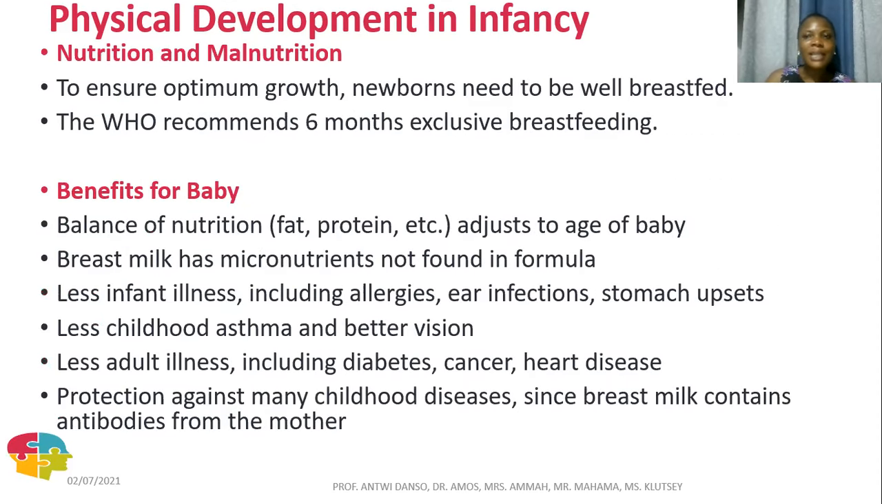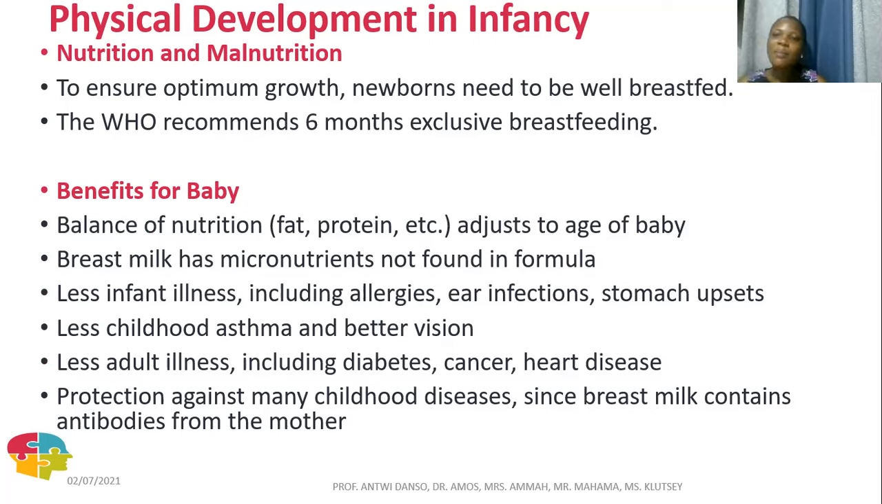Let's talk about another important thing in infancy, and that is nutrition. Nutrition is what? Taking the right types of food in the right proportion to get the right nutrients from it. So nutrition ensures optimum growth in newborns and ensures that they are well breastfed. The World Health Organization, WHO, recommends that children are supposed to have 6 months of what? Exclusive breastfeeding.